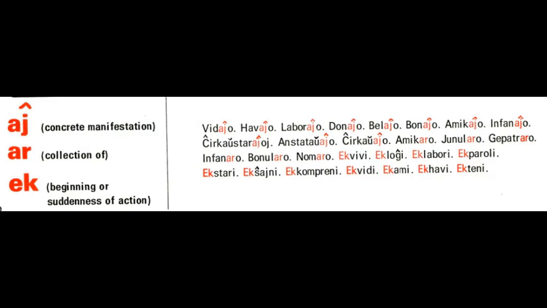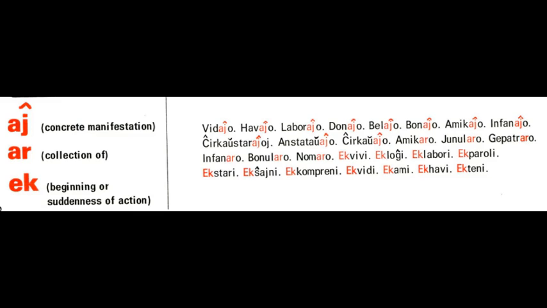We now come to two new suffixes and one prefix. The suffixes are aj, meaning concrete manifestation. You'll see what that means in a moment. And ar, meaning collection of. The prefix is ek, which indicates the beginning or suddenness of an action. Let us try them.